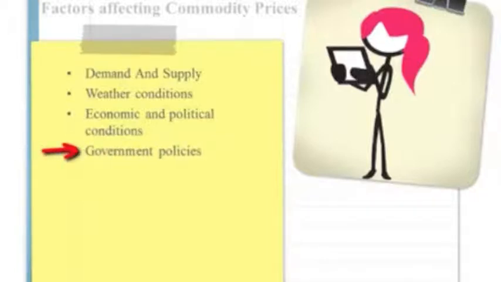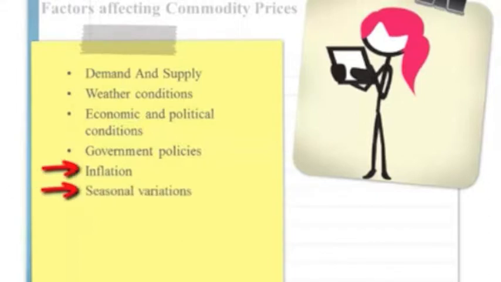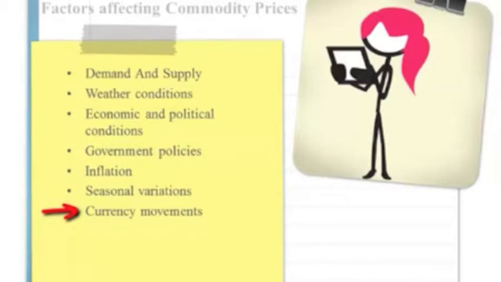Now let's see how government policies affect commodity prices. Any change in government policy, especially the ones impacting the import-export cost to the buyer or the seller, will have a huge impact on commodity prices. If, for instance, the Indian government increases the import duty on edible oil, its price will show a proportionate increase, and vice versa. Then there are some factors like inflation, seasonal variations, currency movements, etc., which are majorly responsible for price fluctuations in the commodity market.